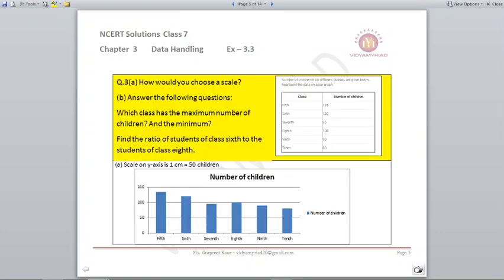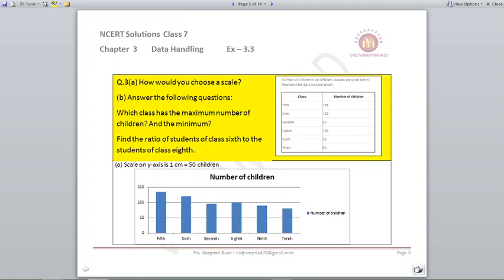Question number 3. How would you choose a scale? There is a class given and the number of children given: 5th, 6th, 7th, 8th, 9th, 10th, and the number of children are given. They are asking how will you choose the scale. I will choose the scale as per 50. I have taken 50 children on my y-axis.